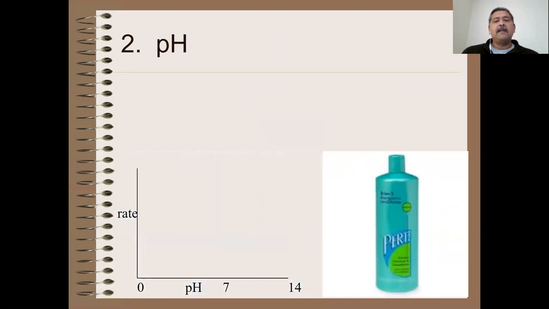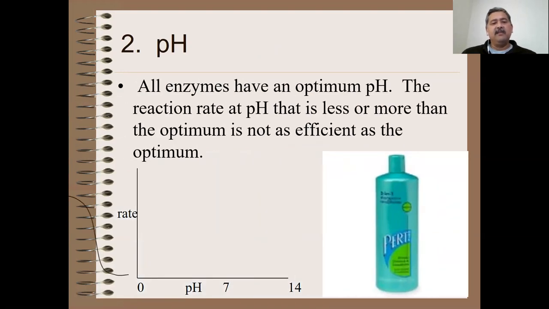Now here's a bottle of shampoo. You may have heard that your shampoo might be pH balanced. What that means for us is that each chemical reaction has a perfect pH, an optimum pH, a pH where it works the best. Right here, let's say this is the optimum pH for this enzyme.